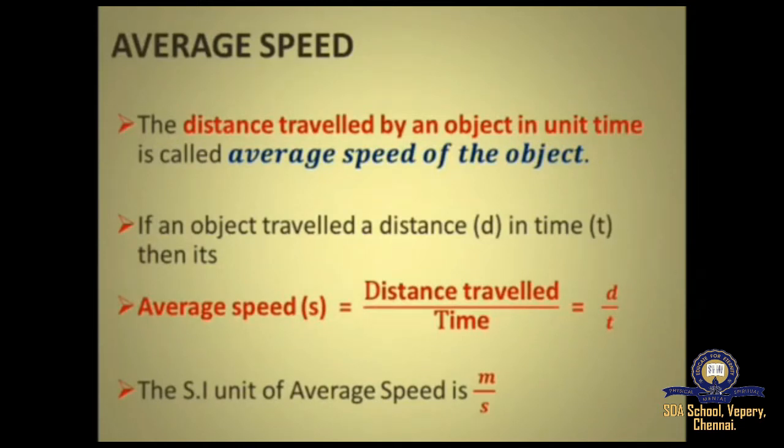So what is the SI unit of speed? The SI unit of average speed is meter per second. That is, the SI unit of distance is meter divided by the SI unit of time, which is seconds. So we represent the SI unit of average speed as meter per second. I'll repeat. What is average speed? It is the distance traveled by an object in unit time. So we represent the average speed by distance traveled by time taken, that is d by t. What is the SI unit of average speed? It is meter per second.